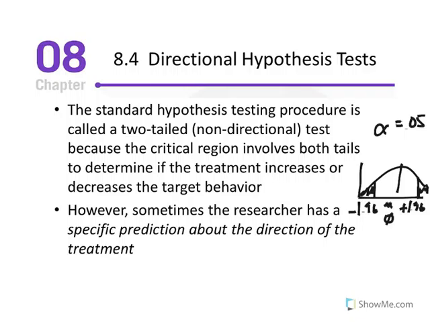However, sometimes the researcher has a specific prediction about the direction of the treatment, and this is a good example. If the researcher is interested in the math skills, most likely they're interested in increasing the math skills, not decreasing them. So the electric stimulation may be hypothesized as a way of increasing those skills. And we'll talk more about why we would do a non-directional versus directional. So let's focus on what the directional hypothesis would look like for this particular example.